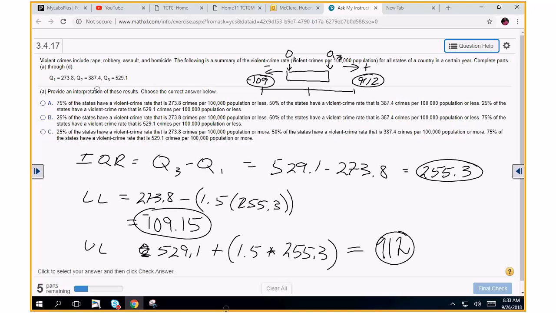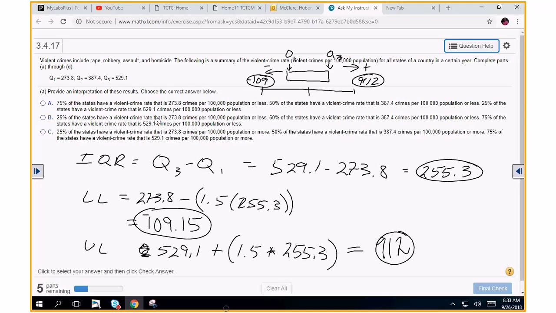Okay, this is based on what quartile? This is the 25th percentile. This is the 50th percentile. And this is the 75th percentile. So they might be asking you about that. 75% of the states have a violent crime rate that is 273 crimes per 1,000 or less. 50% of the states have a crime rate that is less than 387. And 25% have a crime rate that is 529. That could be a possibility.